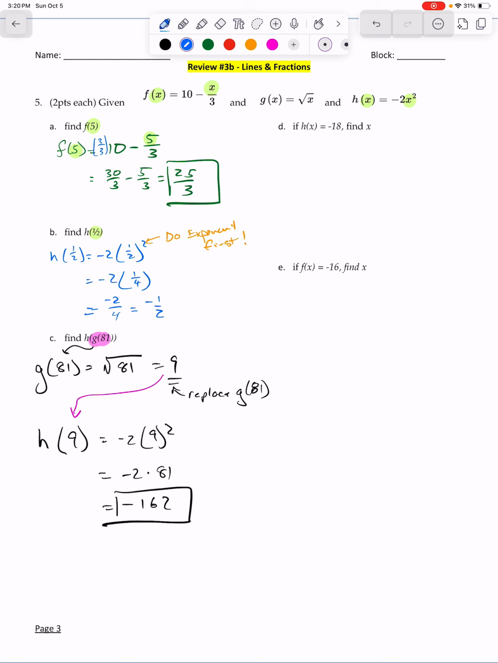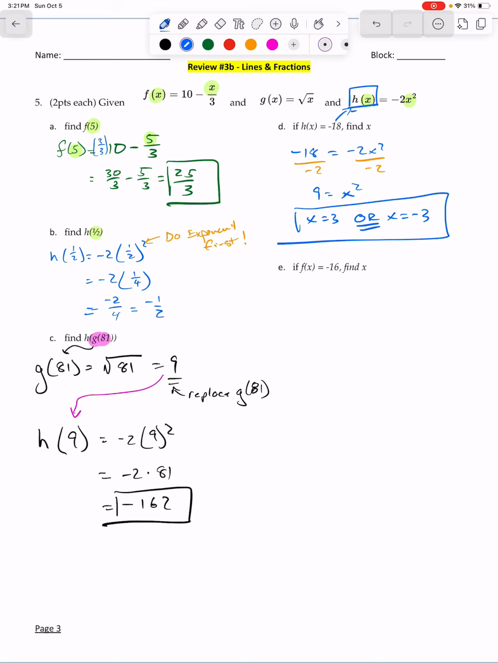H of x equals negative 18. So that means that this thing is negative 18, right? H of x is negative 18 equals negative 2x squared. I'm going to divide both sides by negative 2. And I'm going to get 9 equals x squared. And from there, x equals 3 or x equals negative 3, right? Won't that also be a solution? Because when I square negative 3, I get positive 9. You do remember that.